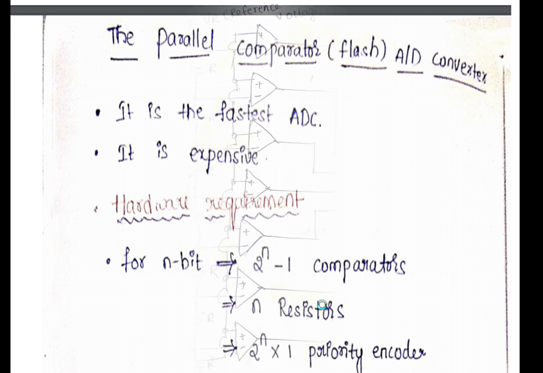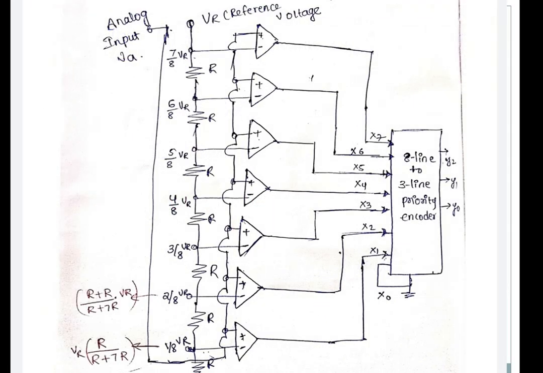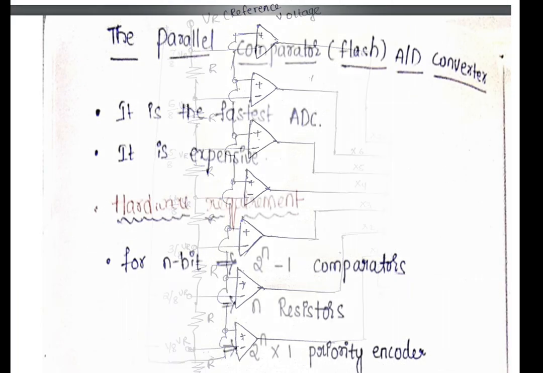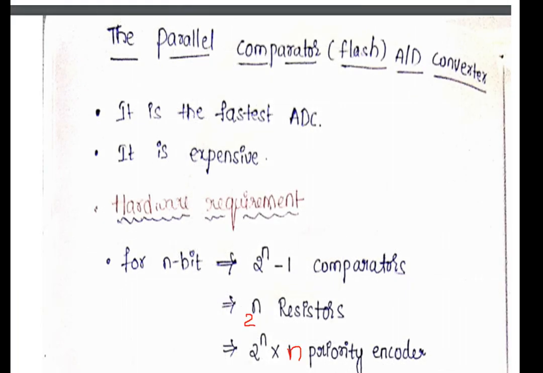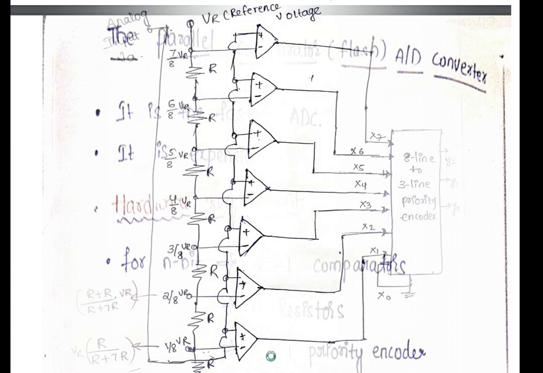So let us discuss the circuit. Here we have the resistor divider network. I am taking the example of a 3 bit ADC. For a 3 bit ADC it will require 2 power 3 resistors. 2 power 3 means 8 resistors, and 2 power 3 minus 1 comparators, that is 7 comparators, and 2 power 3 into 3 priority encoder, that means an 8 to 3 priority encoder.